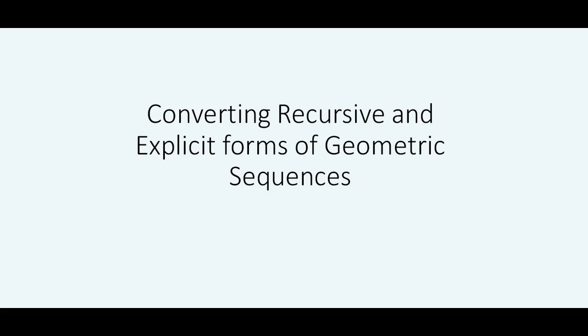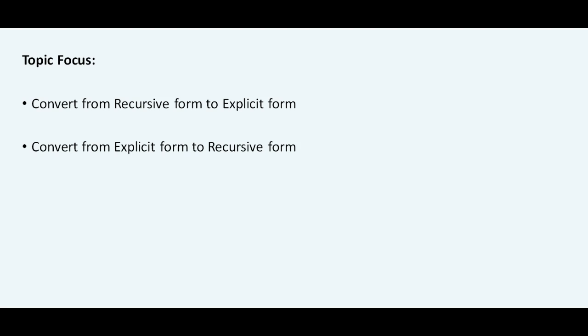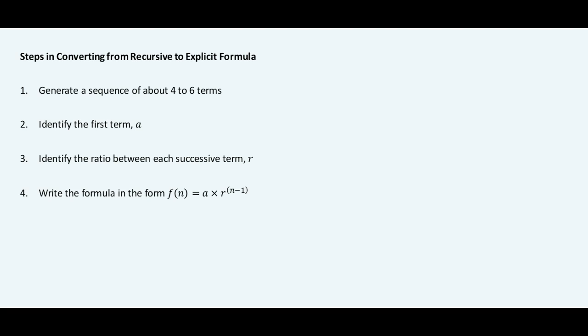Let us go ahead and look at converting recursive and explicit forms of geometric sequences. We will convert from recursive form to the explicit form and also from the explicit to the recursive form. So to convert from the recursive to explicit, we're going to generate a sequence of about 4 to 6 terms.